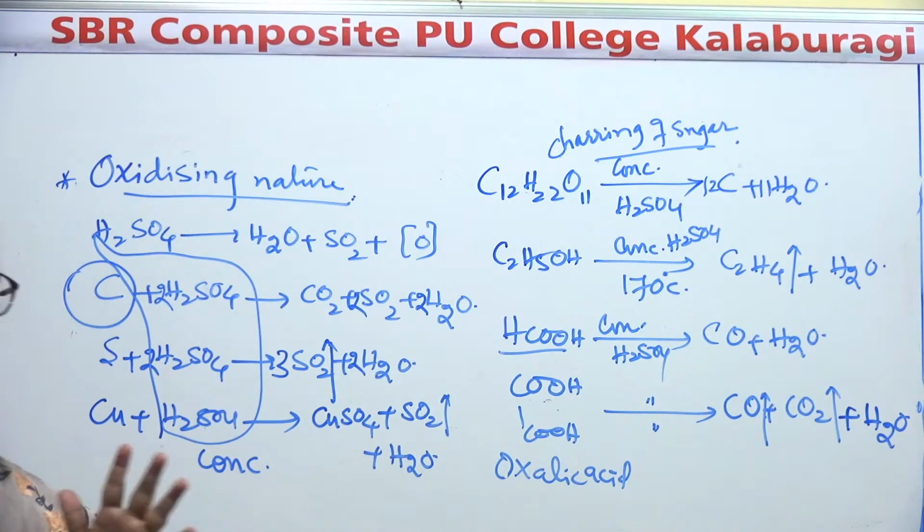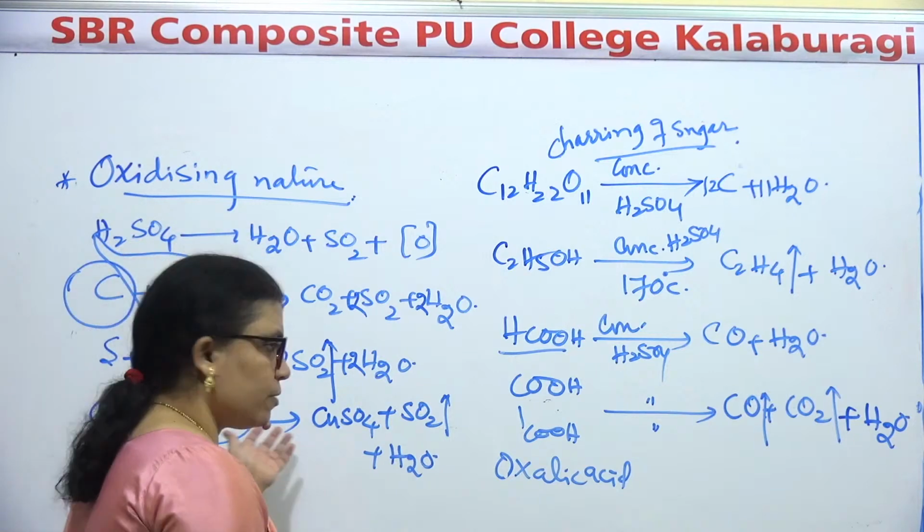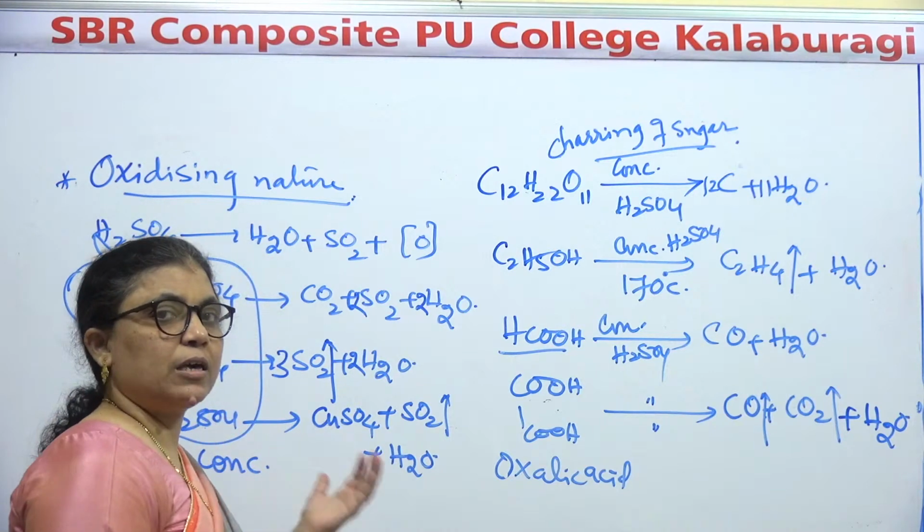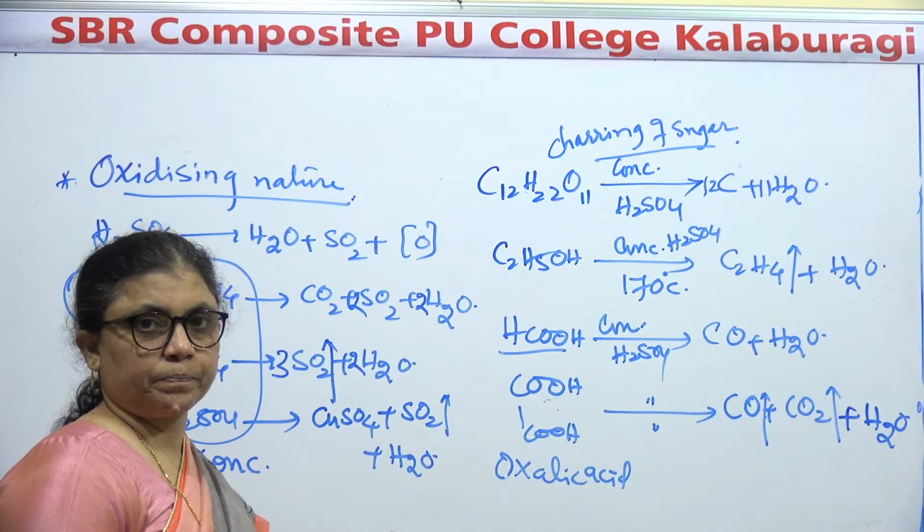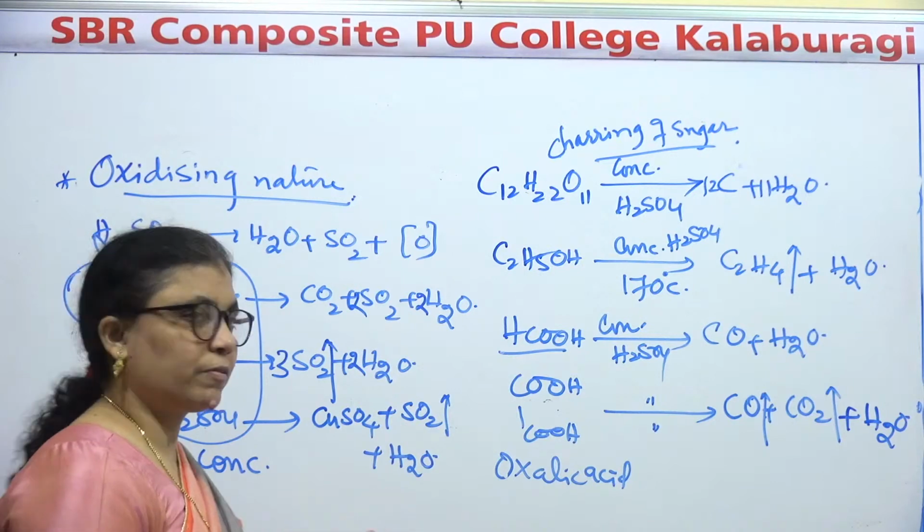Because copper has how much SRP value? It is positive, plus 0.34 volt, whereas zinc has minus 0.76 volt. Because of the electrode potential, copper is an inactive metal and zinc is an active metal. Okay, what are the uses?